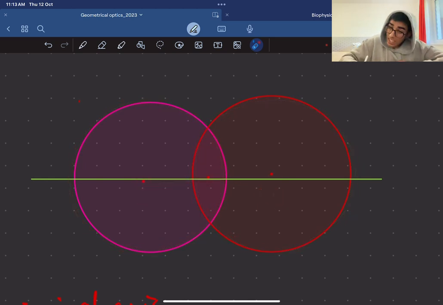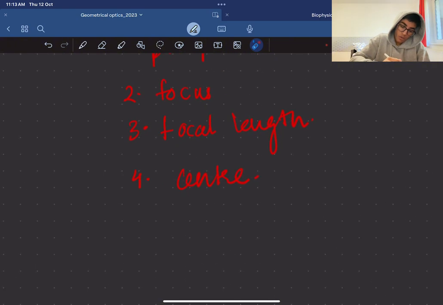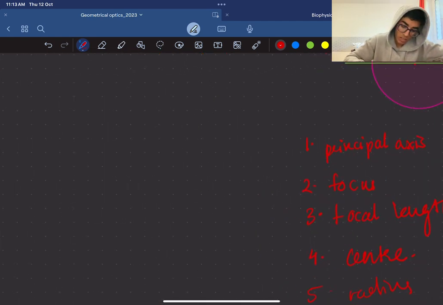Ideally, you would want two identical spheres so that everything is the same. But that usually doesn't happen. You can't really make perfect spheres, but if you can, then great for you. But that doesn't usually happen, and one radius is sometimes bigger than the other. Okay? So now, let me also tell you about the radius. Let me draw a lens on this side.